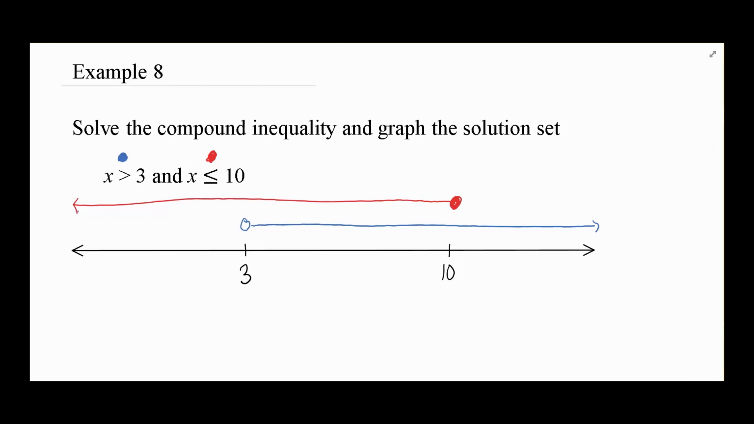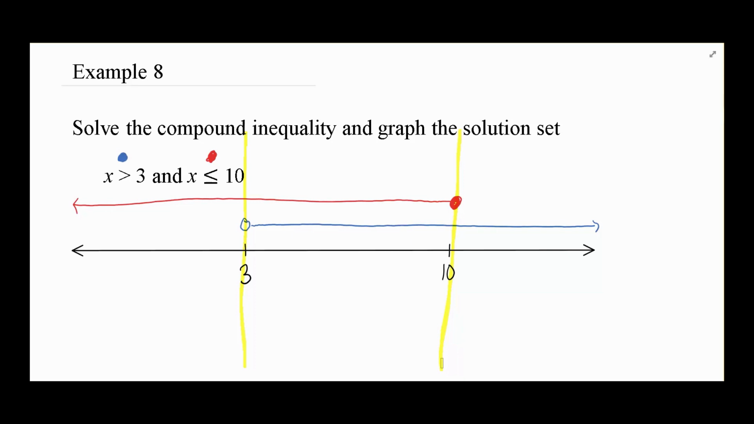Now I need to use this to figure out what it is that I need to be shading for a final answer. What I want you to visualize here is that we broke the number line up into 3 chunks. We have the chunk that's to the left of 3. We'll call that the leftmost chunk. We have the chunk that's in between 3 and 10. We'll call that the middle chunk. And we have the chunk that's to the right of 10. We'll call it the rightmost chunk.